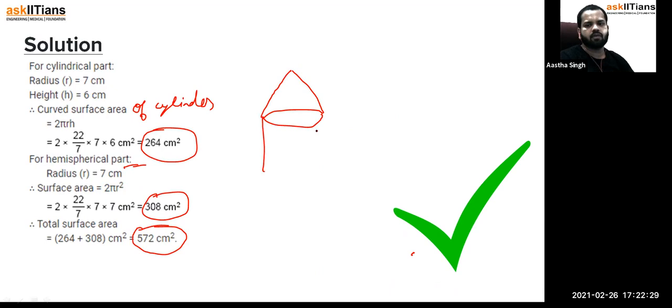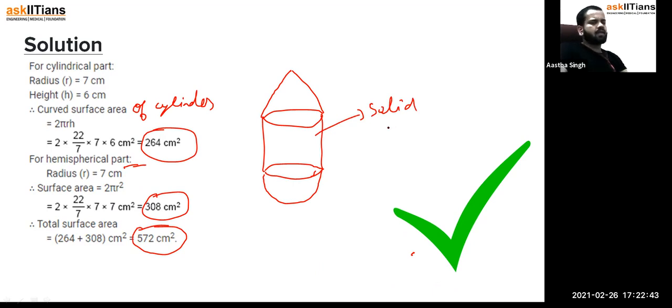A cone is there. It is mounted by a cylinder, and again it is mounted by a hemisphere. Whatever the solid is, just try to solve it by imagining like you have to do the paint, right? So by this you can easily solve the question.